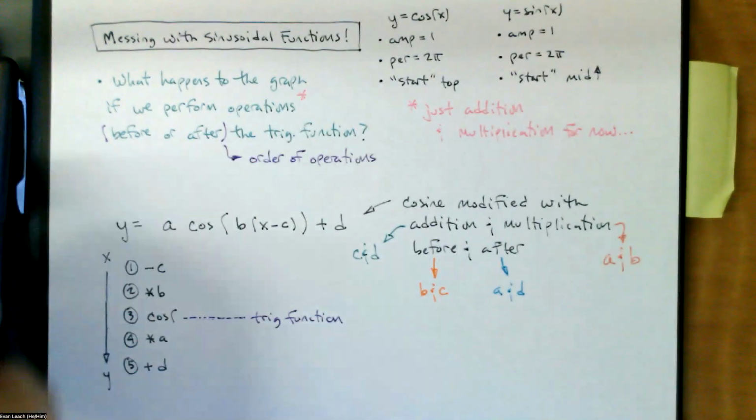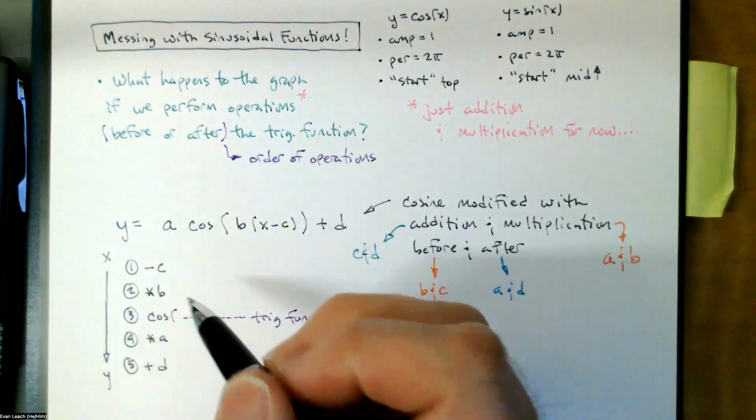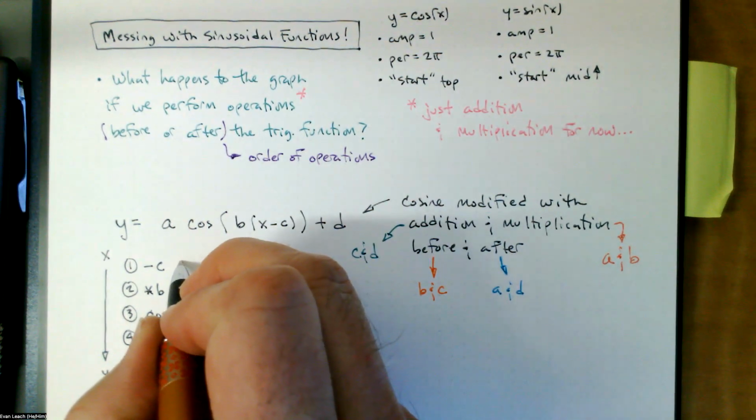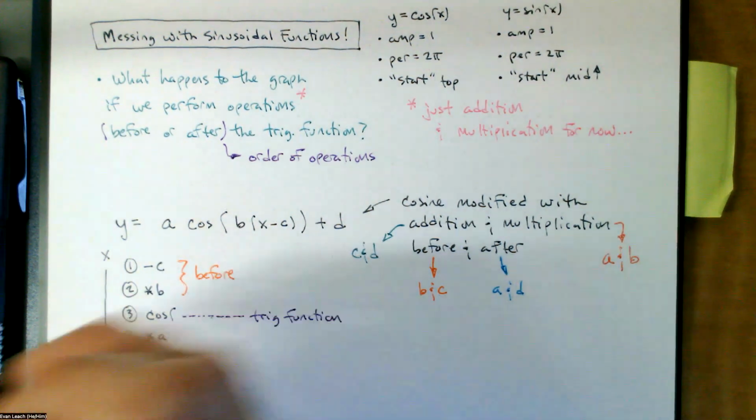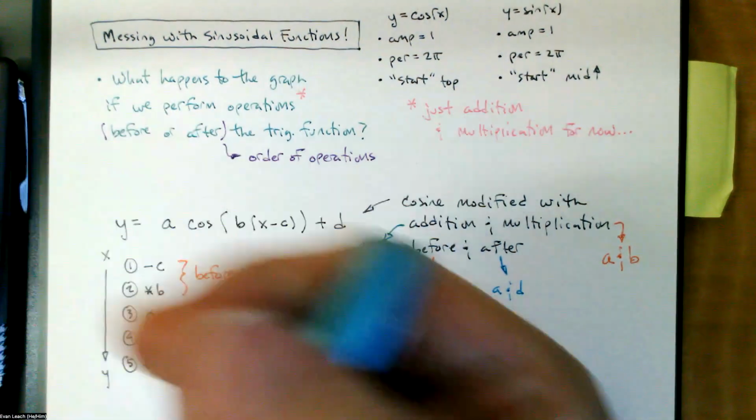In this third step is where the trig function happens. B and C happen before. A and D happen after.